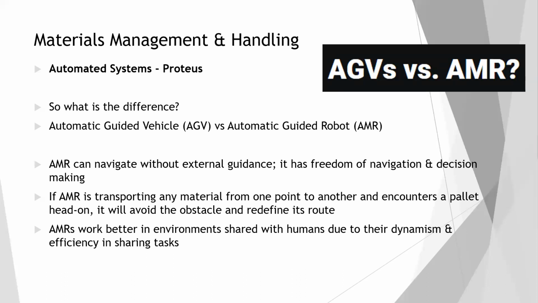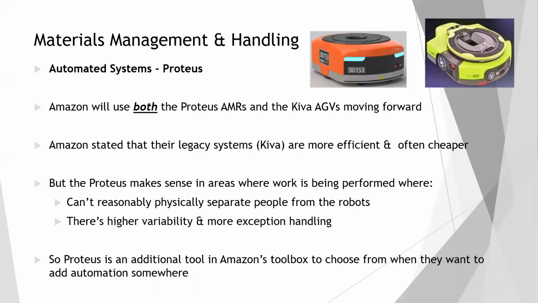AMRs work better in environments shared with humans due to their ability to make changes and their efficiency in sharing tasks. So AMRs are smarter. They can adapt to obstacles and things that may go wrong, which usually do go wrong, better than automatic guided vehicles. So Amazon is going to use both the Proteus AMR and the Kiva AGVs going forward.